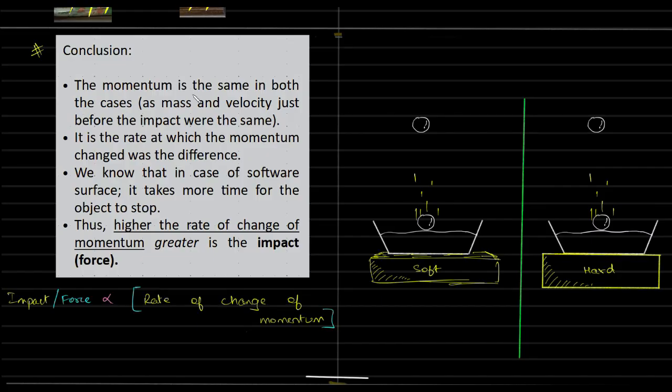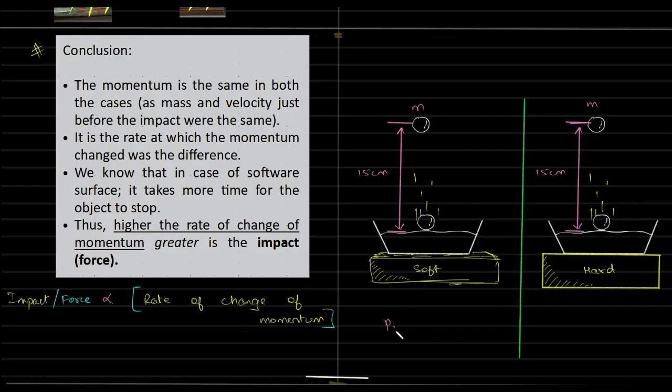The momentum is same in both the cases, as mass and velocity just before the impact were the same. So both were left at the same height. Right, the height was same. In both the cases it was 15 centimeter. And both their mass were same. There's no m1, m2 because it is the same object.